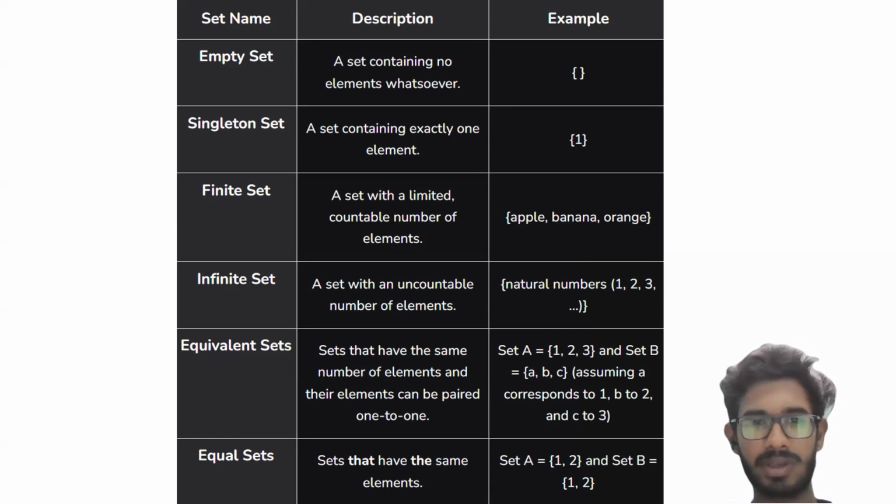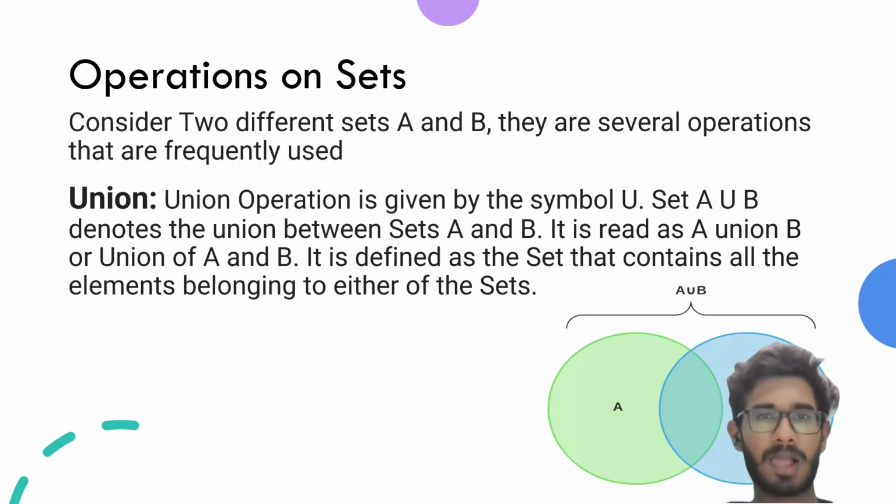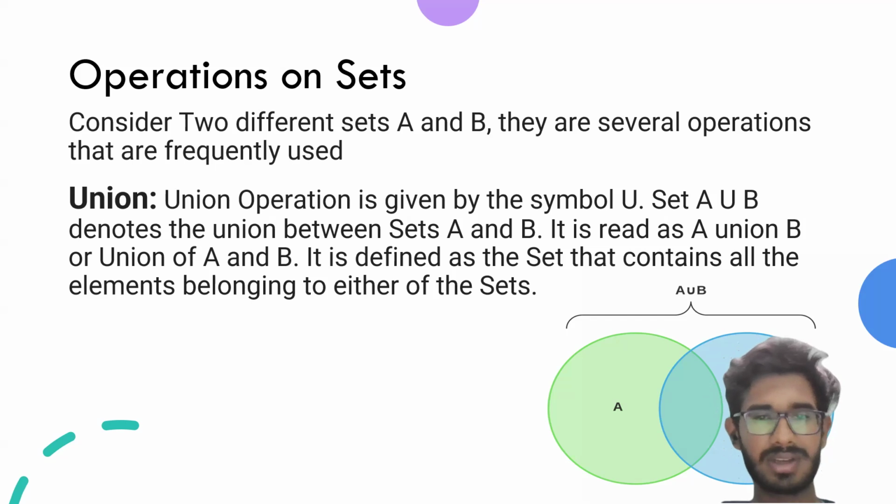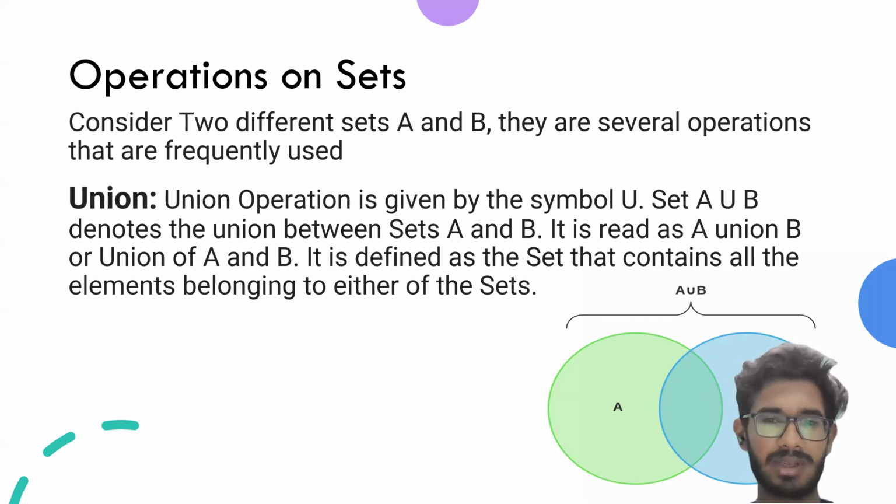Let's move on to the next topic, operation on sets. Consider two different sets A and B. There are several operations that are frequently used: union operation, intersection operation, complement operation, difference operation. Union operation. Union is given by the symbol ∪. A ∪ B denotes the union of the sets A and B. It is read as A union B or union of A and B.